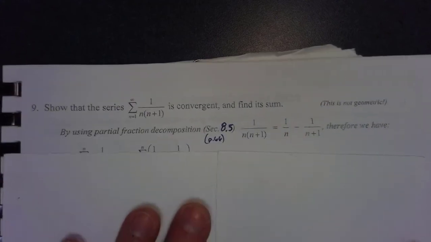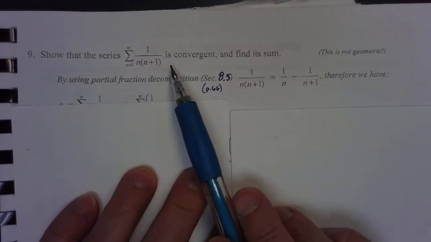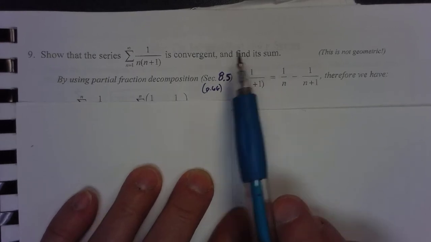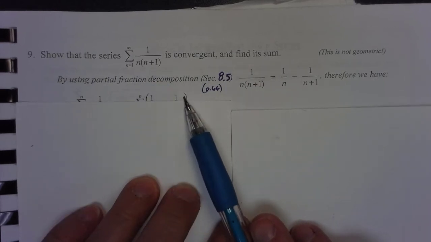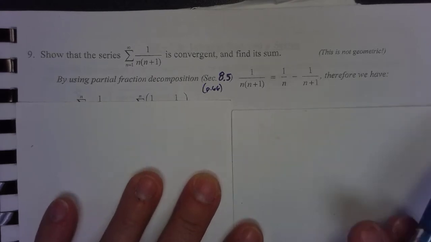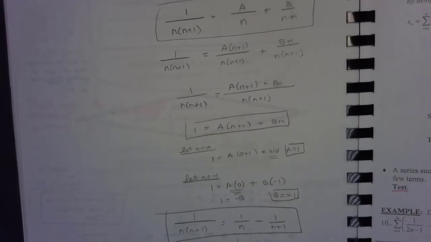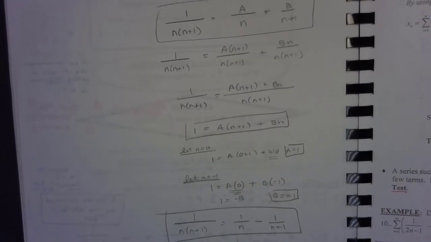Now we have a special series here. We're going to show that this series is convergent and find its sum. Well, we can see we can do a partial fraction decomposition, and we can get that this becomes this. Don't forget, we had this process from our partial fraction decomposition. Take a moment to write this down if you wish.